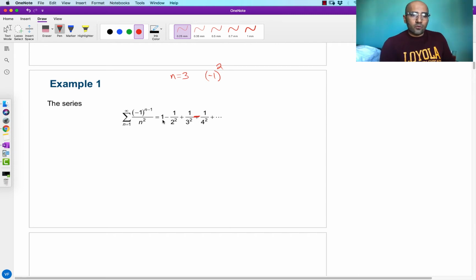Okay, so n equals 1, 2, 3, 4. When n equals 4, we end up with 4 minus 1 is 3. Negative 1 to the third power is going to be negative. And so we end up with negative 1 over 16.